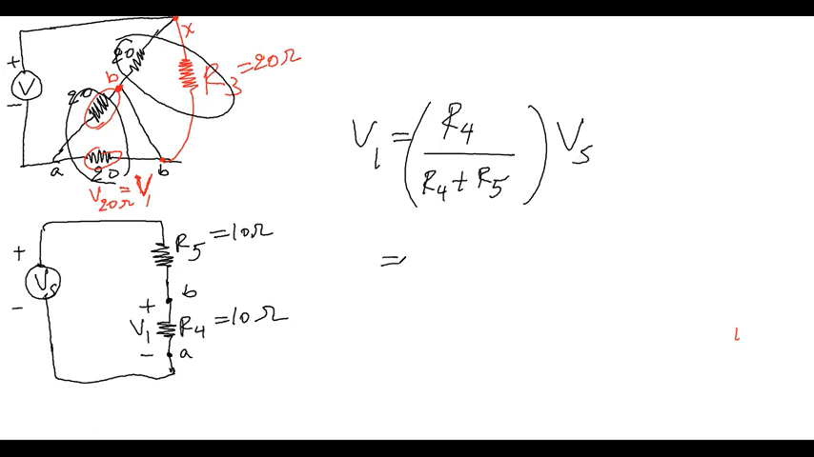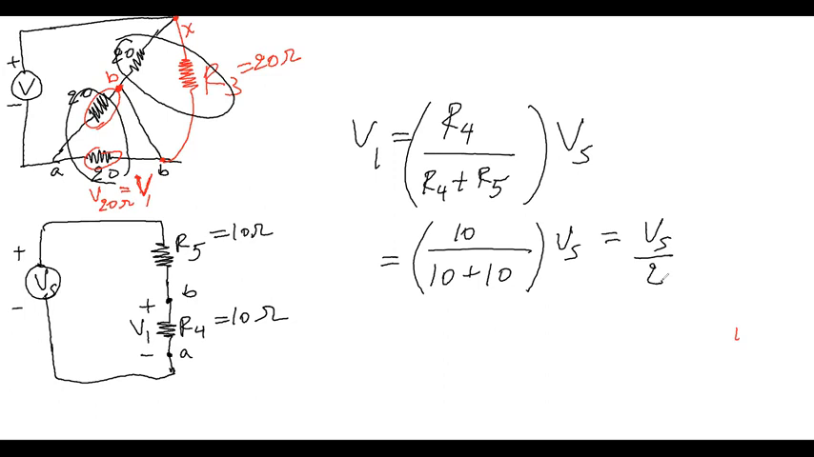So R4 is 10, R5 is 10. So 10 plus 10 times Vs, so V1 is Vs over 2. Now, how much is the source voltage? The source voltage is given to us as 10 volts. So Vs is 10 volt. So this is 10 volt over 2. It will be 5 volt. V1 is 5 volt, which means this is 5 volt.